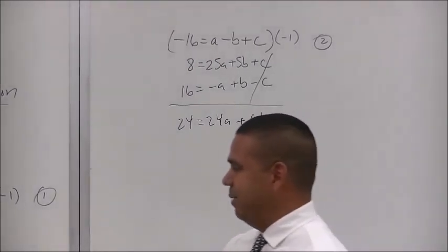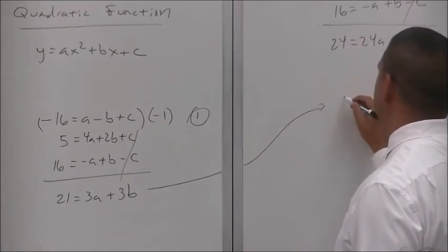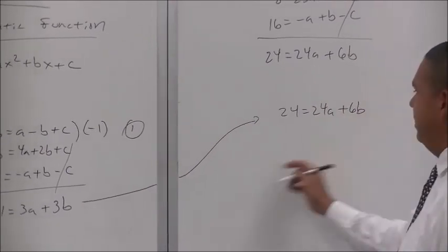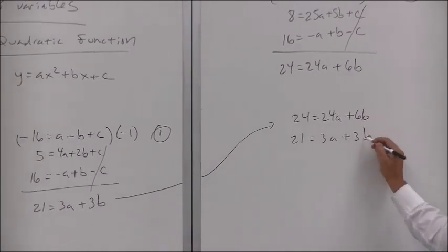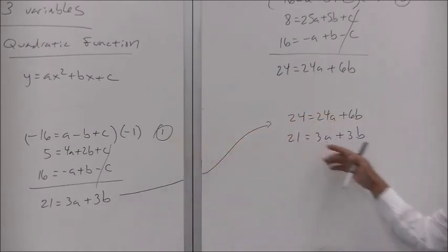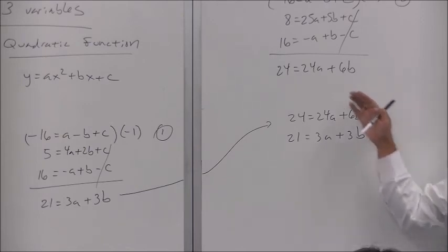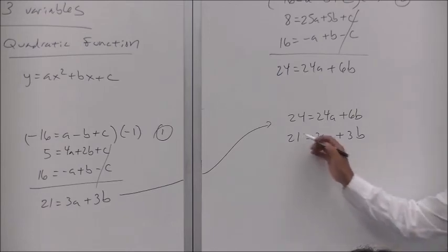So now, grab this equation. Put it over here with this equation. So you're going to have 24 equals 24a plus 6b with 21 equals 3a plus 3b. So see, we took 3 variables, we reduced it down to just 2 variables. And guess what? We do the same thing again. We got to look for an opposite. And reduce one of these, so multiply what? Negative 2 on the bottom. Negative 2 on the bottom.